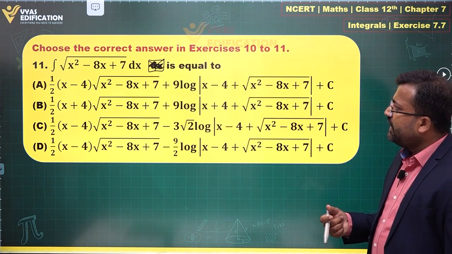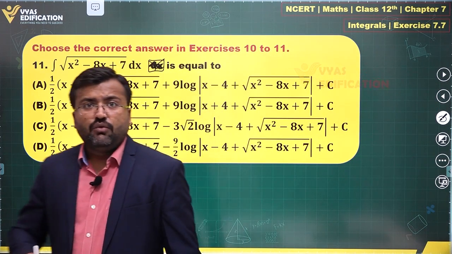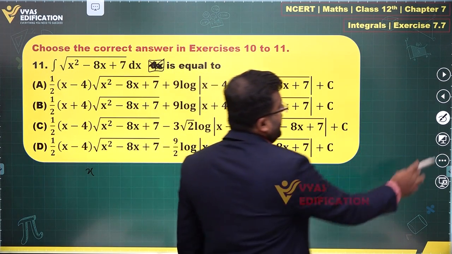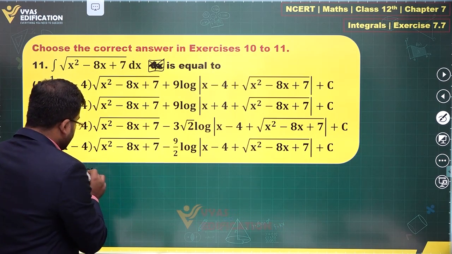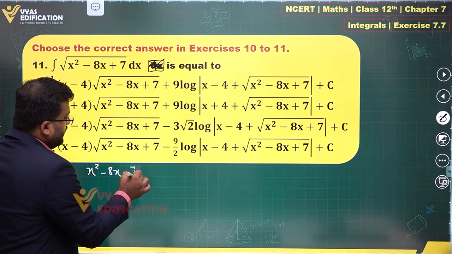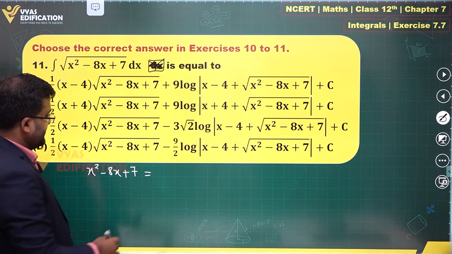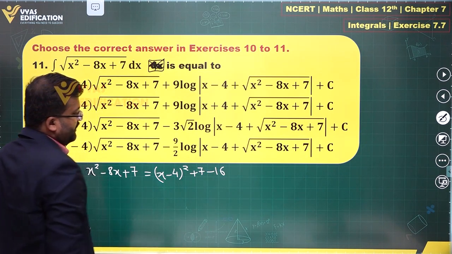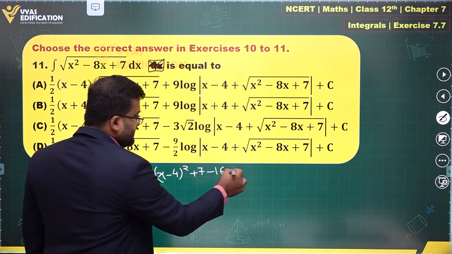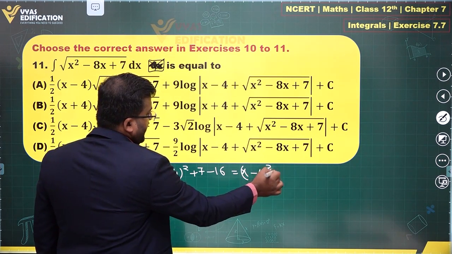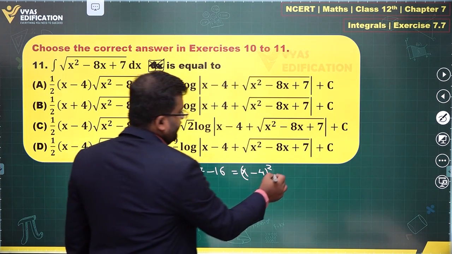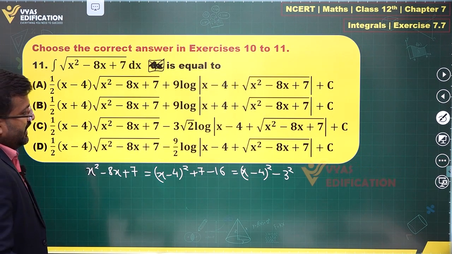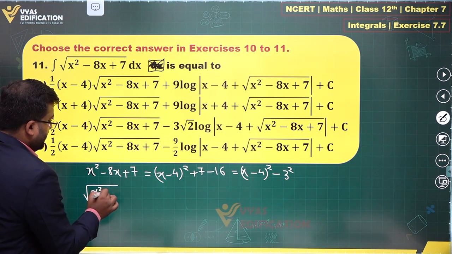So we have plenty of options over here, and first, what we'll have to do is convert this x square minus 8x plus 7 into a perfect square, right? So x square minus 8x plus 7 is what I'm interested in. What is this equal to? This is x minus 4 square, plus 7 is already there. You'll have to subtract 16 from there because 4 square is 16. So this becomes x minus 4 square, and 7 minus 16 will be minus 9, which is minus 3 square. So what I have is x square minus a square over here, under root of x square minus a square.